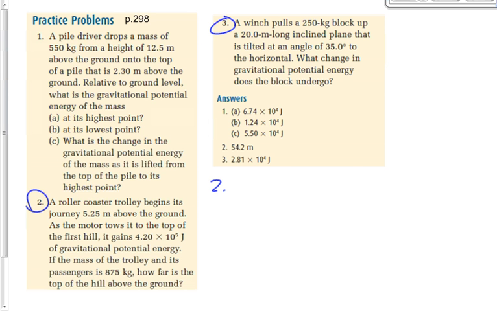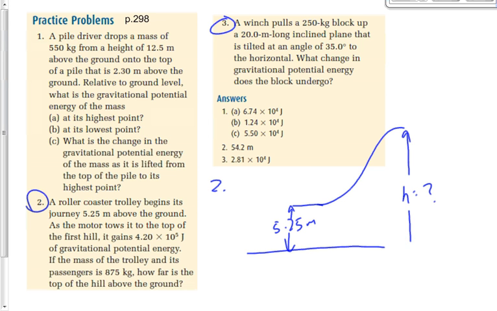I don't know about you, but when I see this question, I think like maybe a diagram might be helpful here. Okay, it's not mandatory for a question like this, but if you're having trouble visualizing it, maybe a picture might help us visualize it. So let's do that. We start, here's the ground. We start at this point 5.25 meters above the ground. And it goes up, tows it to the top of the first hill. Okay, we don't know what height this is.